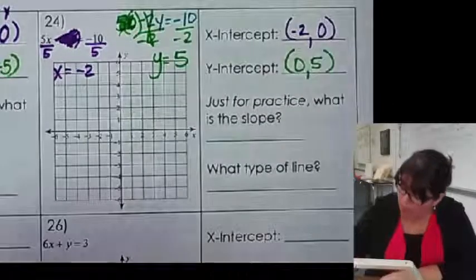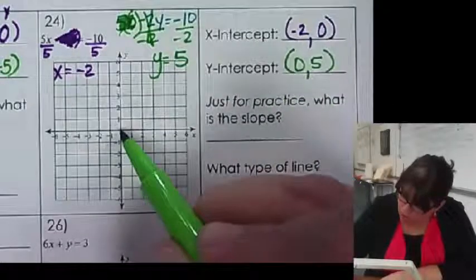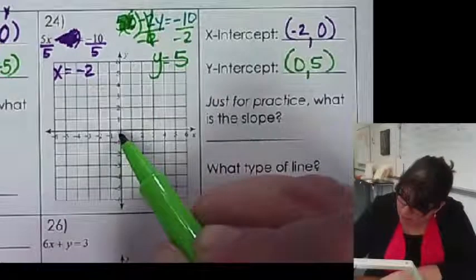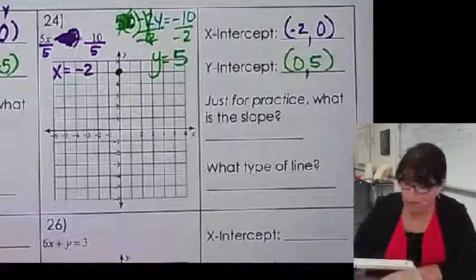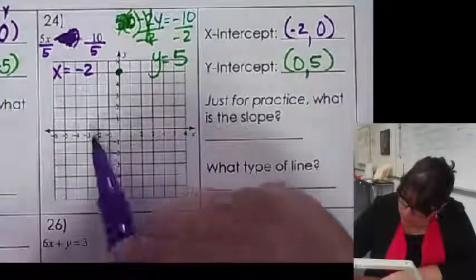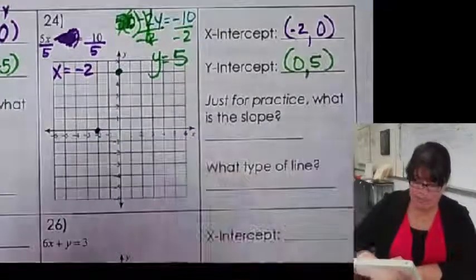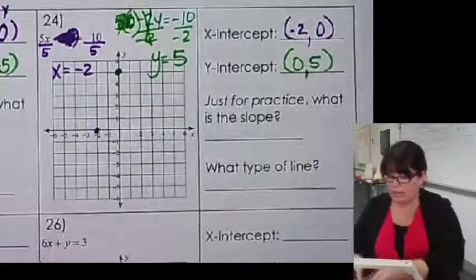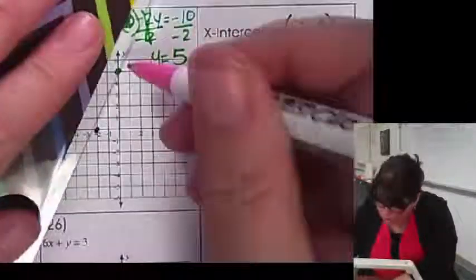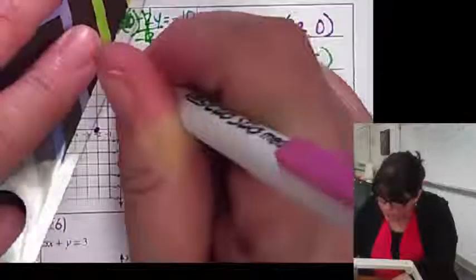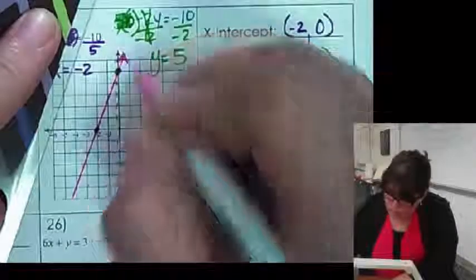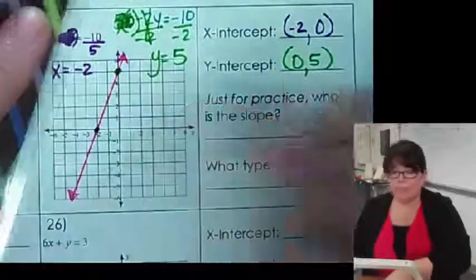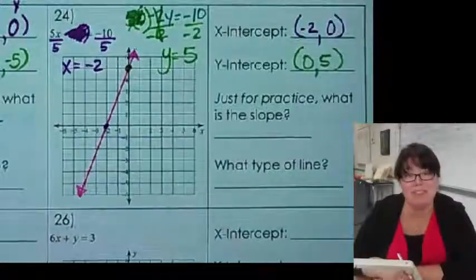Let me go ahead and plot those. 0, 5 is here on the y-axis, which makes sense because it's my y-intercept. And negative 2, 0 is over here on my x-axis. I have my 2 points, so now I can connect them with a straight edge. And there we go. I've graphed the equation of the line.